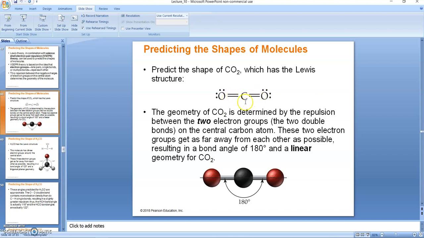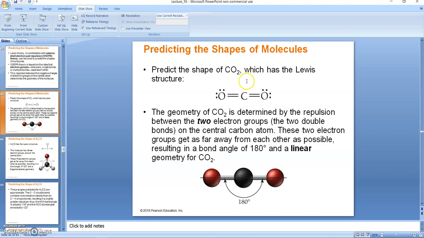And VSEPR theory says they're going to repel each other. So if this electron grouping is here on the left of carbon, the other grouping is not going to be over here on the left also. They're pushing each other apart. They're repulsive. It's like some of you in my class, right? You're repulsive and then people move far away from you.